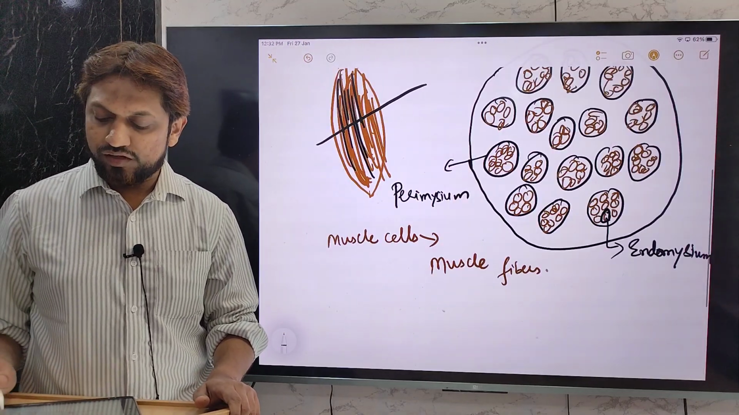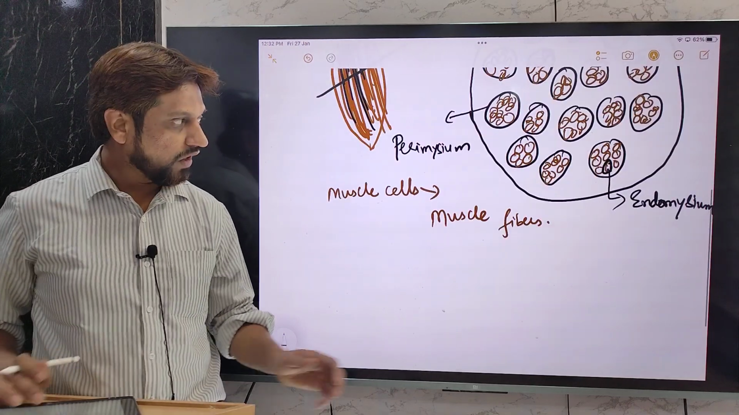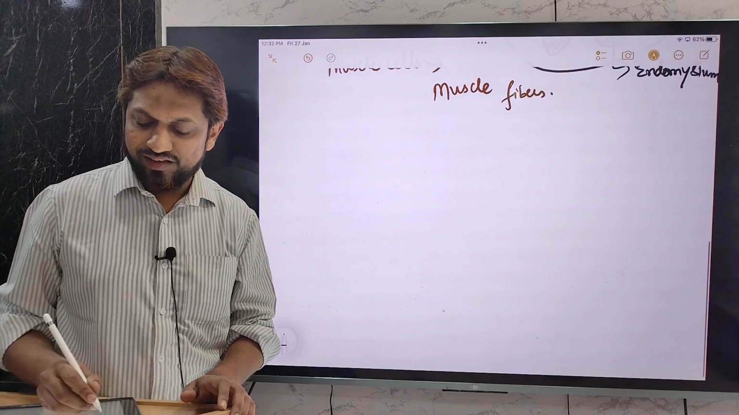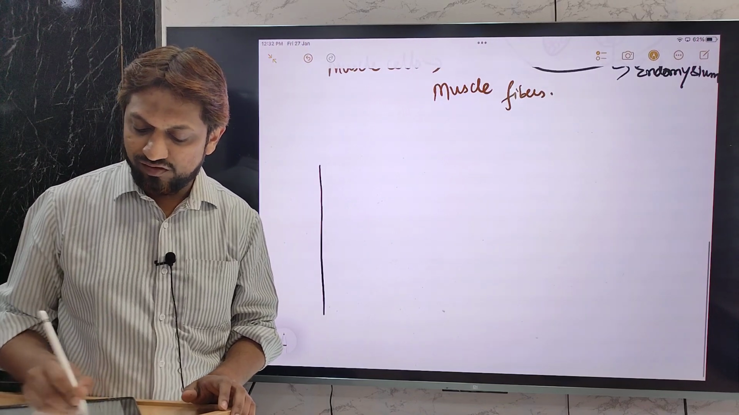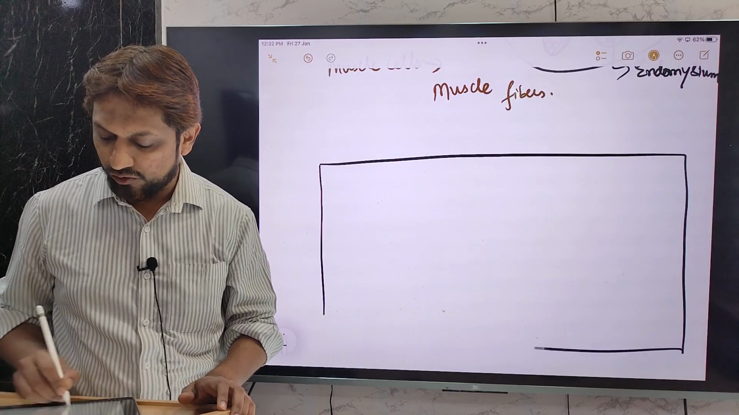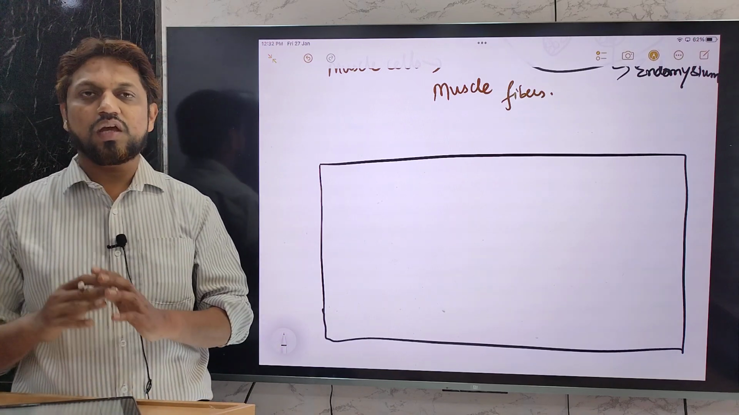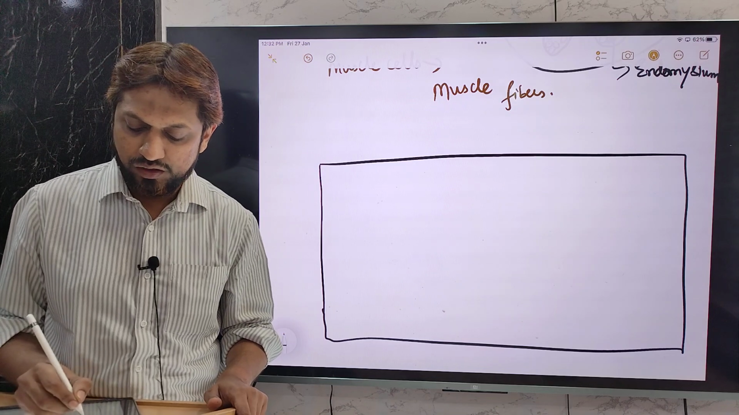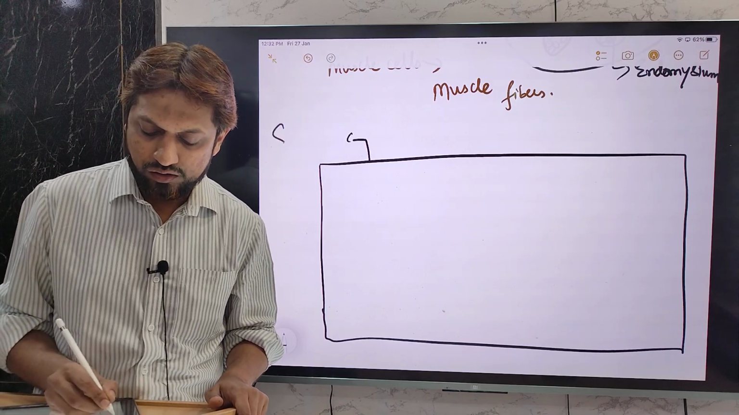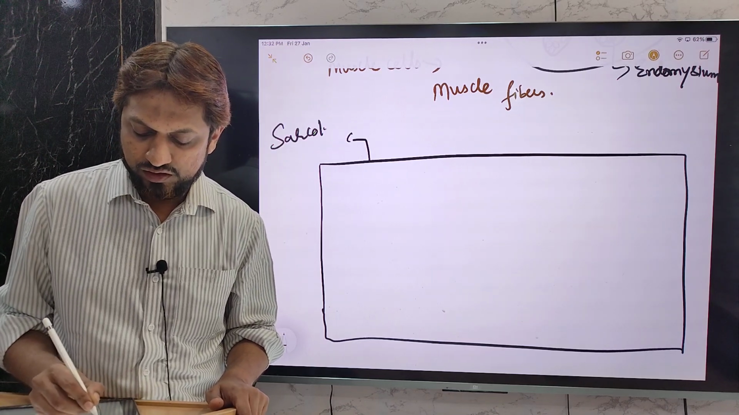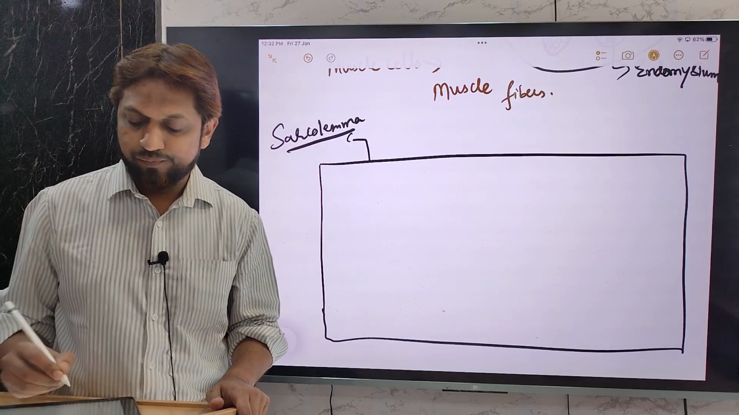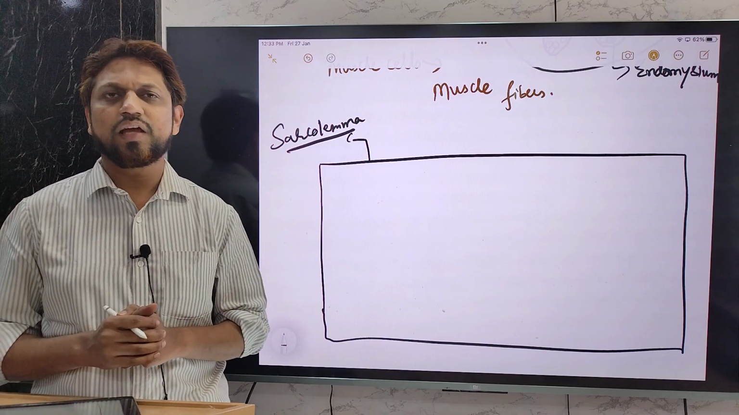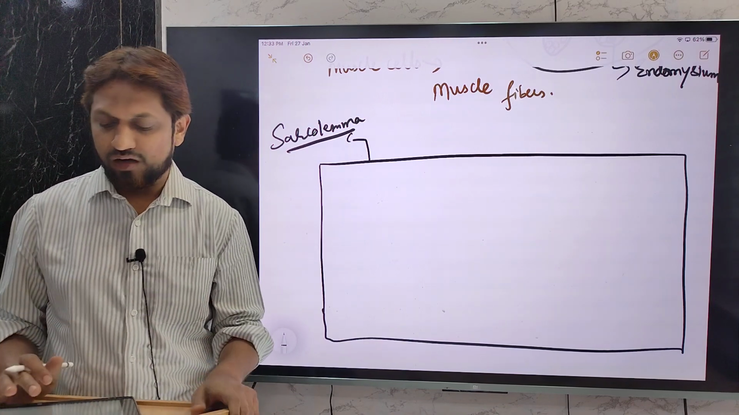Now we'll take one skeletal muscle fiber. How does it look, and what exactly is present inside this muscle cell or muscle fiber? The outer membrane, that is the cell membrane of the muscle cell, is called sarcolemma. Sarcolemma basically consists of the plasma membrane of the skeletal muscle as well as one thin layer of polysaccharide. Together it is known as sarcolemma.